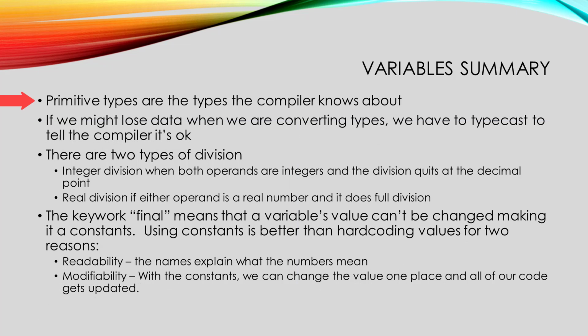In this video, we learned about primitive types, the types the compiler knows about. We learned about what happens when you convert between types and why you sometimes have to typecast to make those conversions. We also learned that there are two types of division. Integer division stops at the decimal point and happens when both operands of the slash operator are integers. If either operand is a real number, then the slash is real division, and it completes the full division. Finally, we learned that it's better to use constants than to hard-code values throughout your code. It improves the readability of your code and makes it easier to change those values later if we have to.